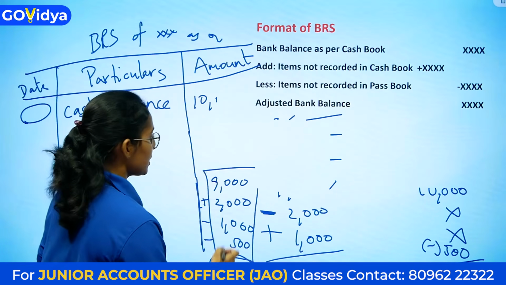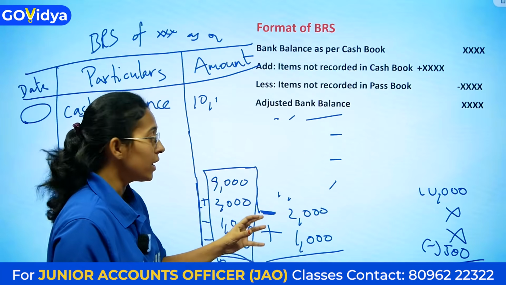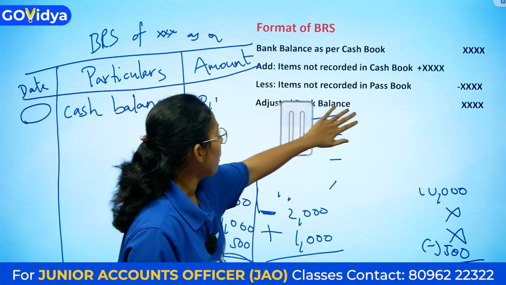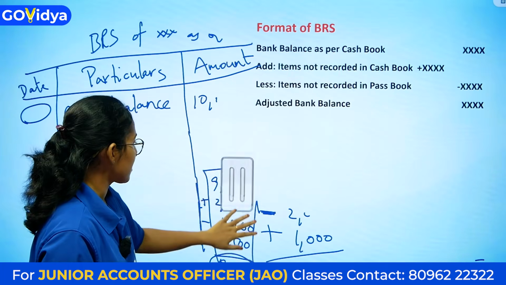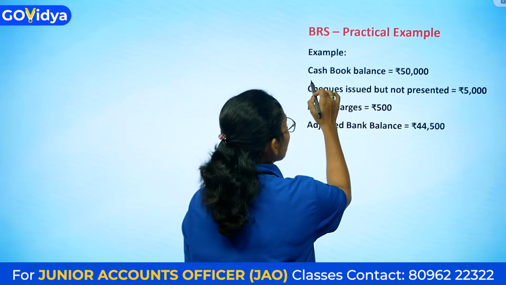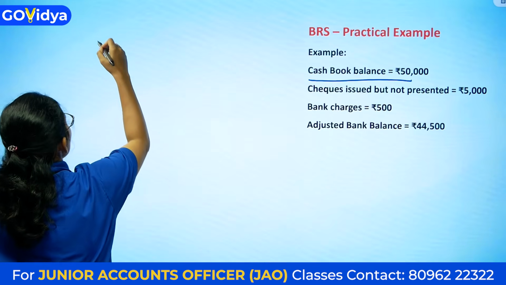So instead of remembering that format, you remember this example or this format, so that it will be easy for you to clear, or it will be easy for you to get the correct answers. So let's come up with a practical example. As per our example, what is the cash book balance? 50,000. So let's draw a BRS.